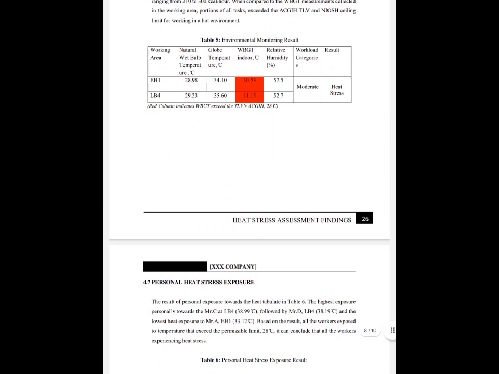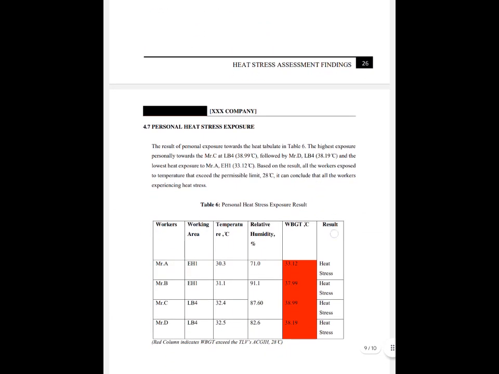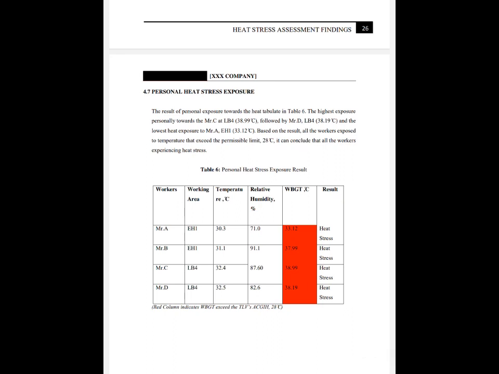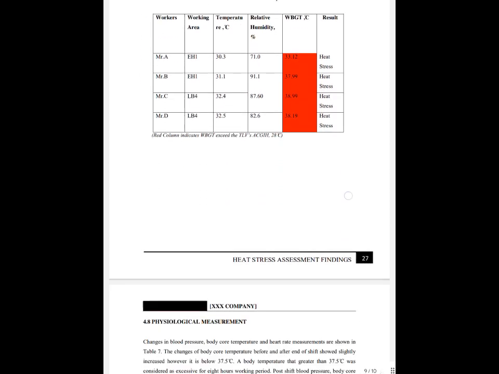Okay, and then next is the personal heat stress exposure. Same with the WBGT, just now the result for the environmental heat exposure. For environmental heat exposure, they are using the TLV ACGIH of 28 degrees Celsius. Same goes with the personal heat exposure. So here we can see it's all above 28 degrees Celsius, even up to 38.99. So the result is all in the red column, which is heat stress.